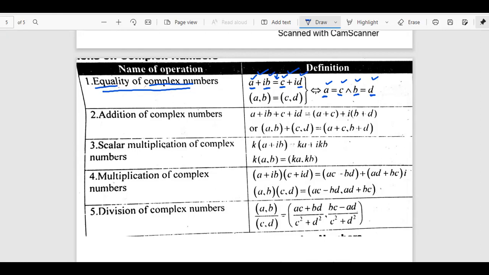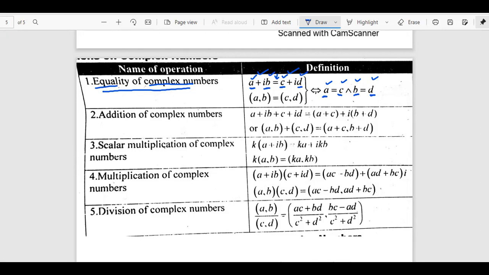So let's say you have a complex number a plus iota b and another complex number c plus iota d. They can only be equal when their real parts and imaginary parts are equal. The real parts are a and c, and the imaginary parts are b and d. So when they are equal, the complex numbers are equal. Is this clear?